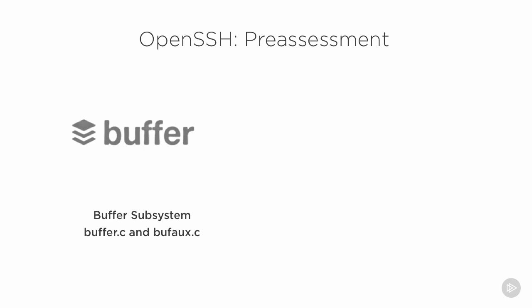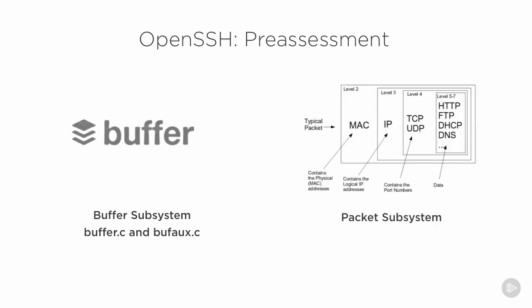So how is the code broken up? That's part of what's called the pre-assessment. So when you consider the code from a high level and think about how it is arranged, first you come across the buffering subsystem, which is in the buffering.c and the buffaux.c. And then next you come across the packet subsystem, which is in the packet.c file. And really both these files work together to manage the flow of data.